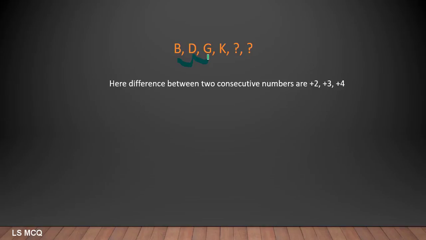From G we have jumped 4 step because after G it's H, I, J and then K. Okay, we have jumped 4 step here. So to get this number we have to jump 5 step, and to get this number we have to jump 6 step. So the answer is P and V.